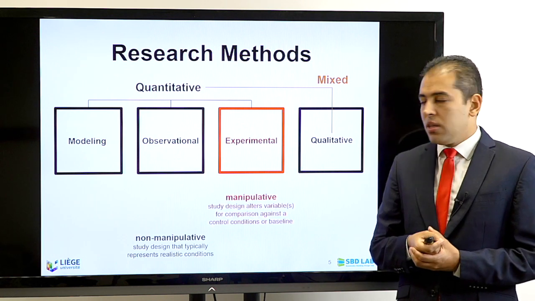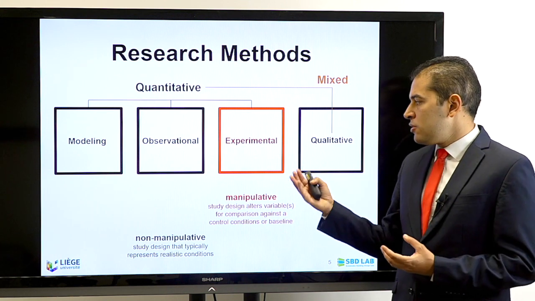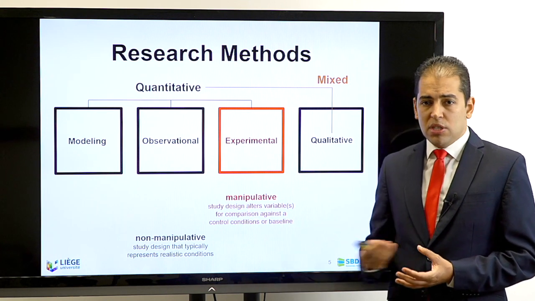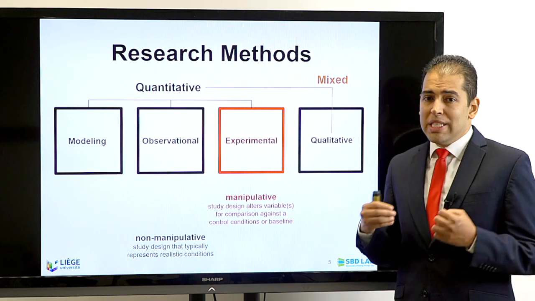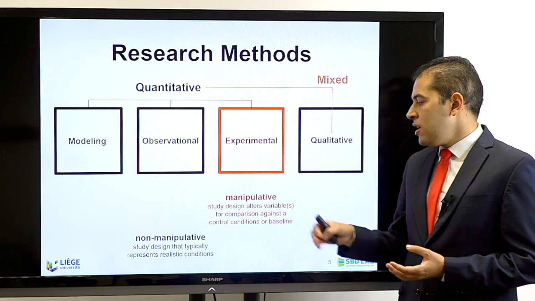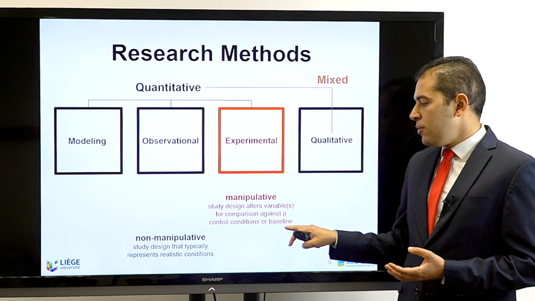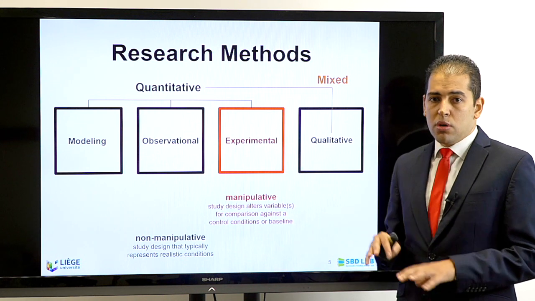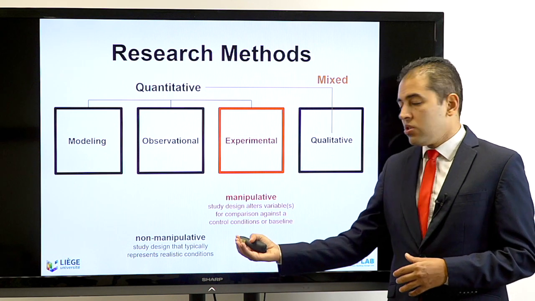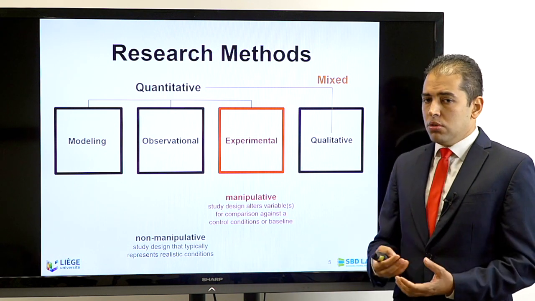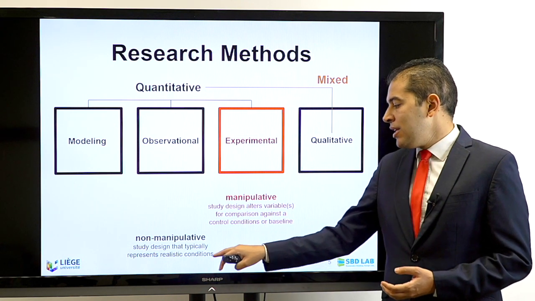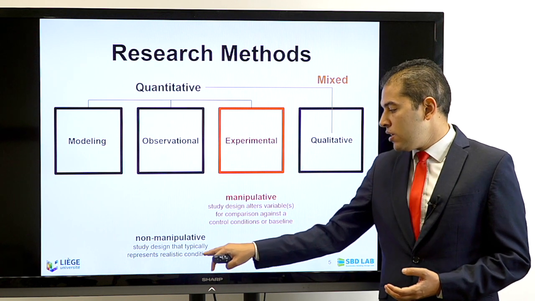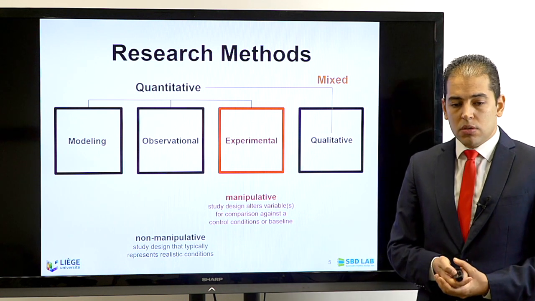But before proceeding, if somebody asks me what's the main difference between experimental research and observational research, experimental research is manipulative, which means that the study design alters variables or one variable for comparison against a control condition or a baseline, while observational research is non-manipulative, so you do not intervene, and the study design typically represents realistic conditions.